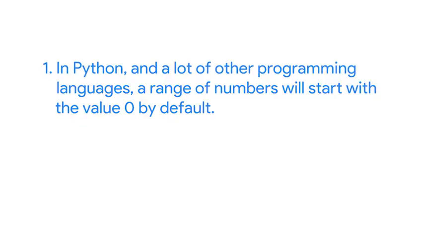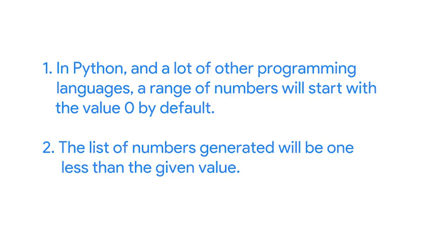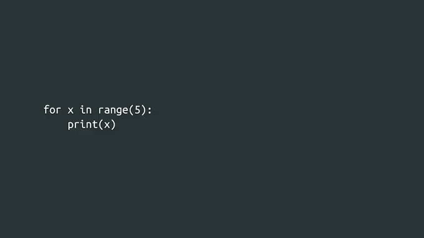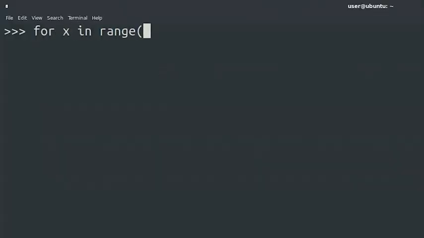There are two important things I want to call out about this range function. First, in Python and a lot of other programming languages, a range of numbers will start with the value 0 by default. Second, the list of numbers generated will be one less than the given value. In the simple example here, x will take the values 0, 1, 2, 3, and 4. Let's check this out.